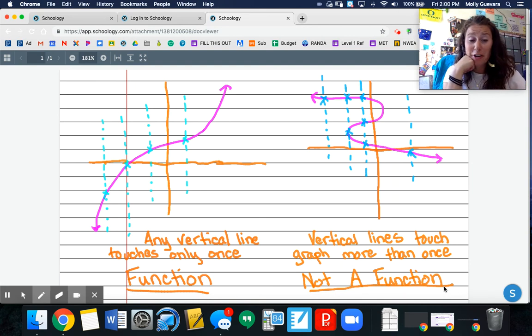So that's it for our notes today. Just a quick overview of what is a function, what is not a function, how do you find it, how do you recognize it, things like that. We will do some practice next time I see you, and then we'll just move on to the next section. So I'll see you guys later.